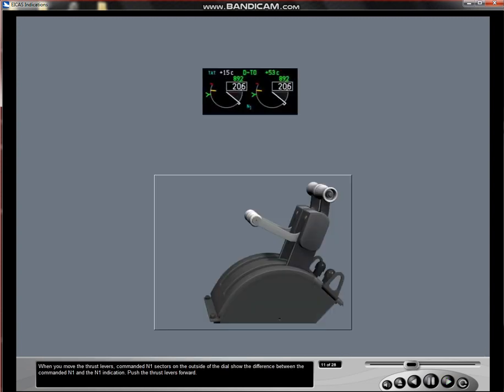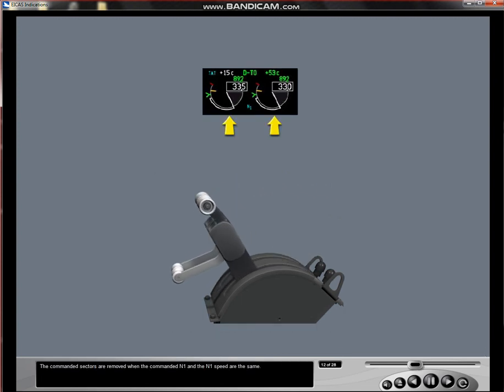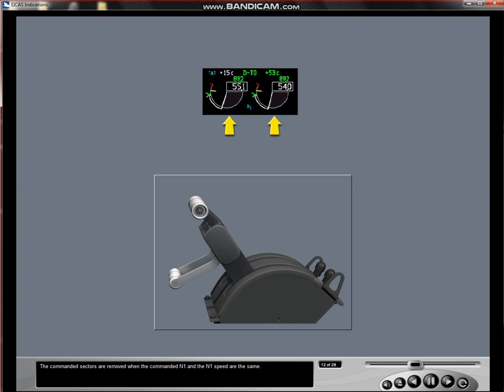When you move the thrust levers, commanded N1 sectors on the outside of the dial show the difference between the commanded N1 and the N1 indication. Push the thrust levers forward. The commanded sectors are removed when the commanded N1 and the N1 speed are the same.